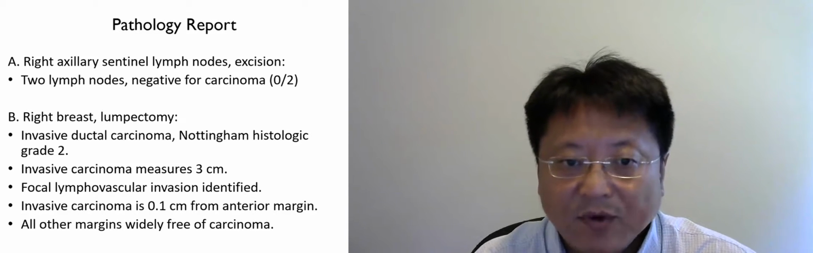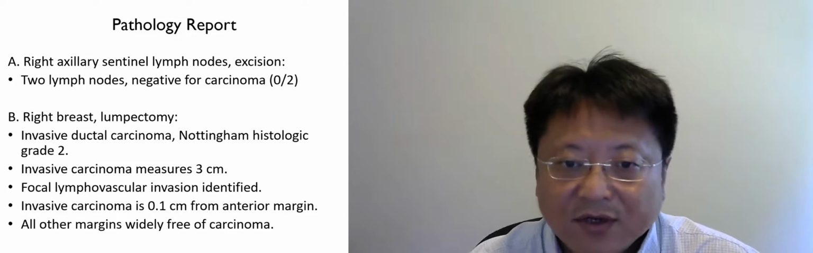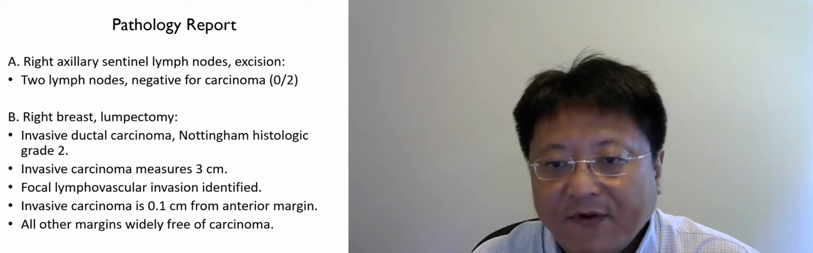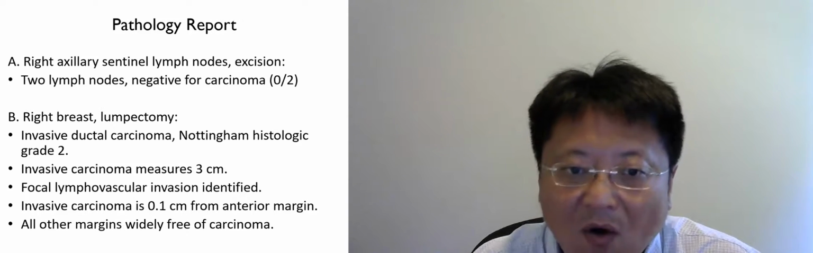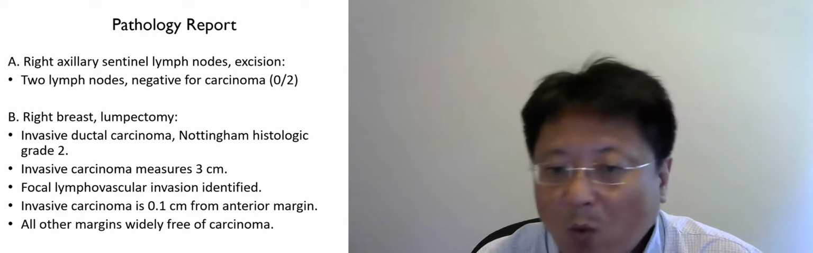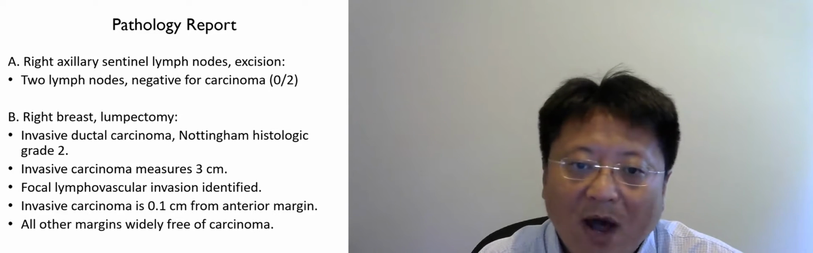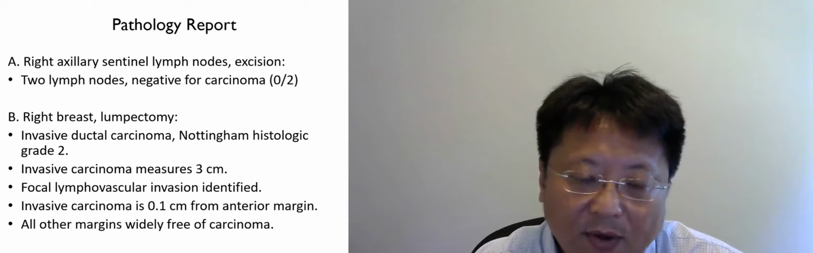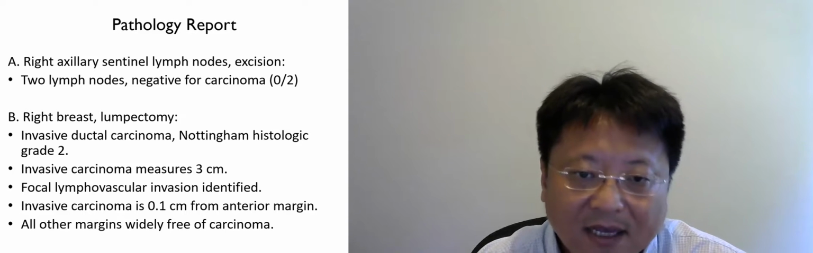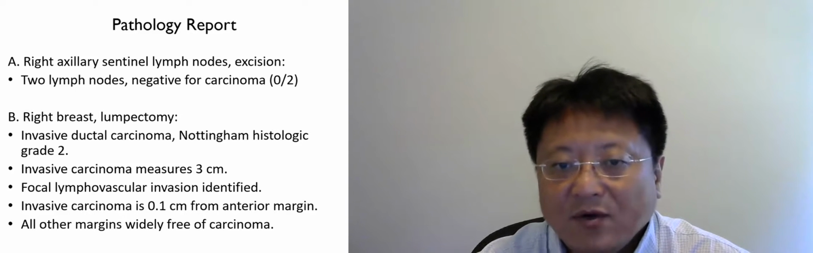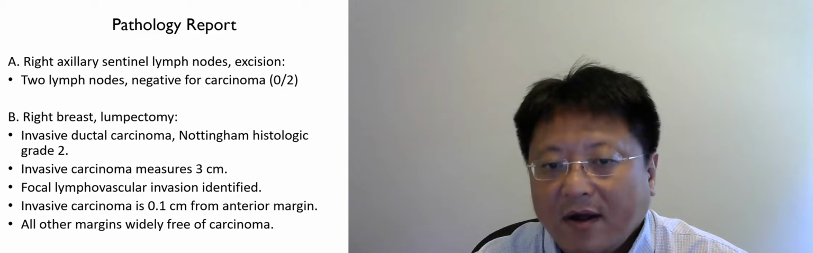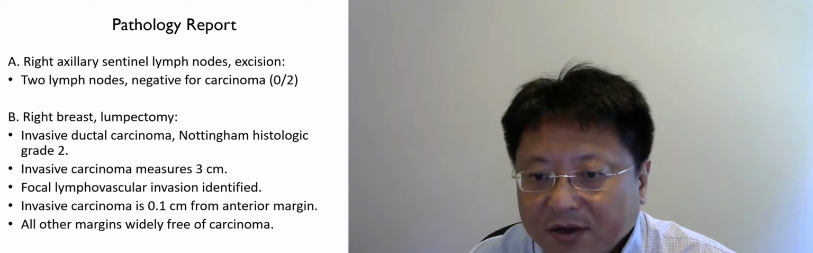For this specific report, the invasive carcinoma is 0.1 centimeter from the anterior margin, and all other margins are widely free of carcinoma. At Emory, when we say widely free of carcinoma, we mean the tumor is at least 5 millimeters, that's 0.5 centimeter, from the margin.